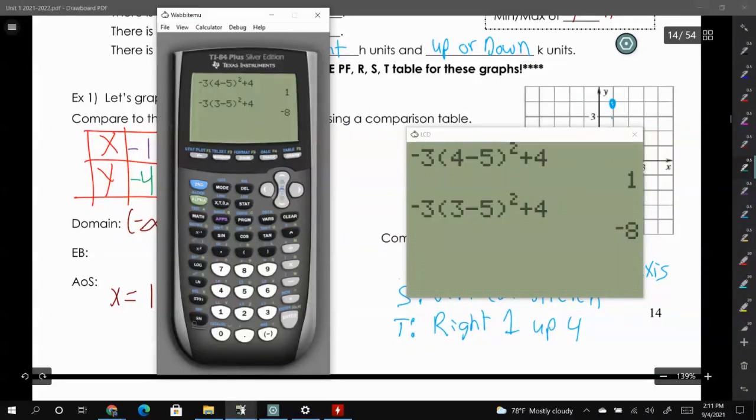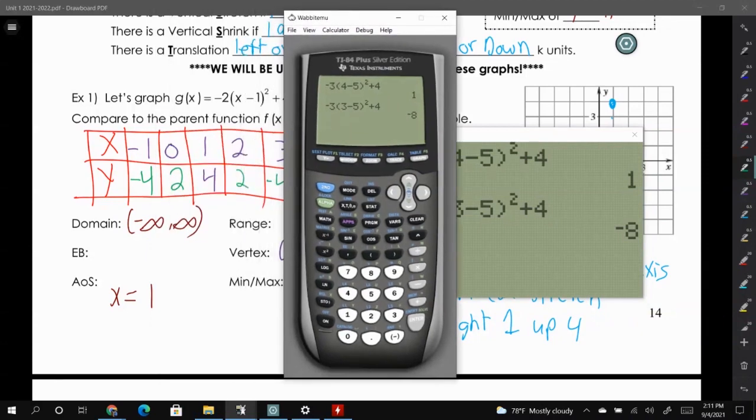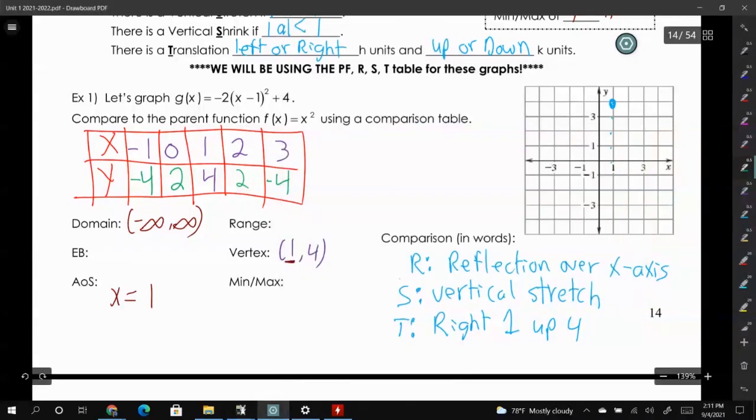And I'm just going to double check with my calculator. -2, parentheses, -1, minus 1 squared plus 4. We get -4. Okay, so let's graph this.